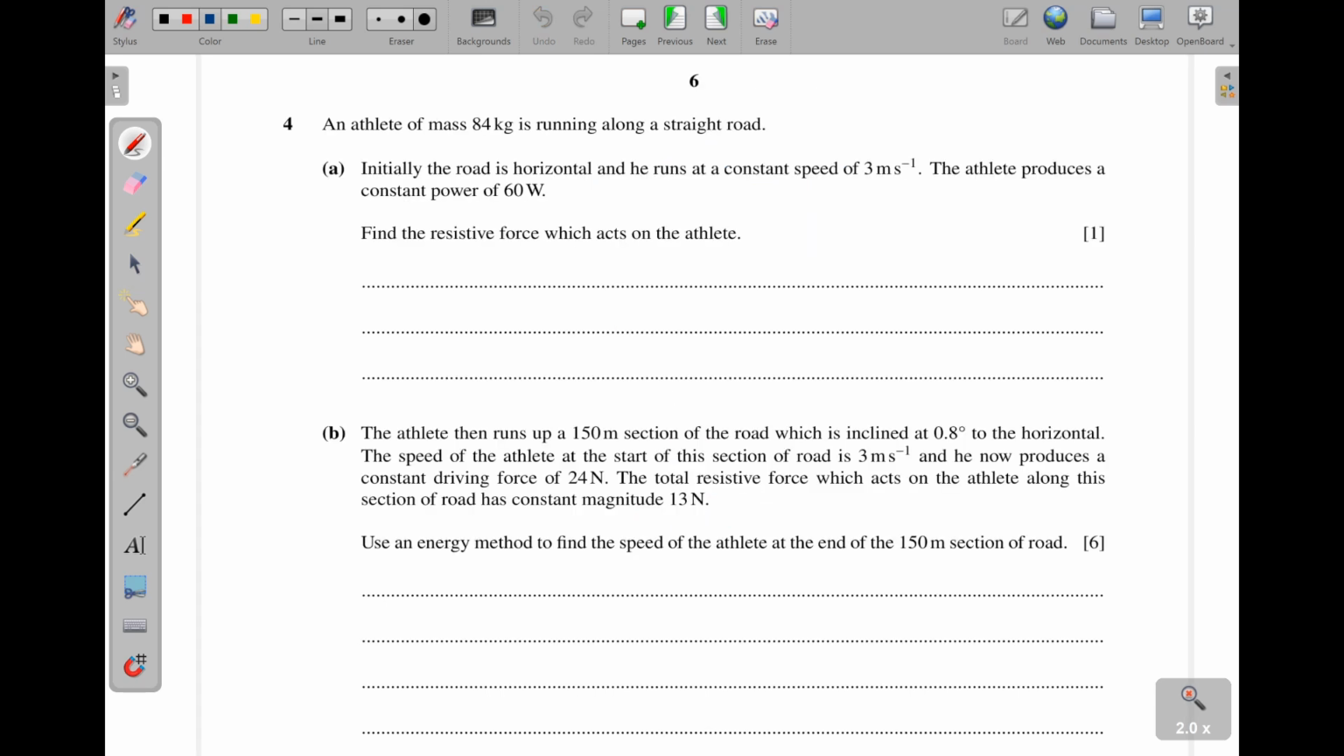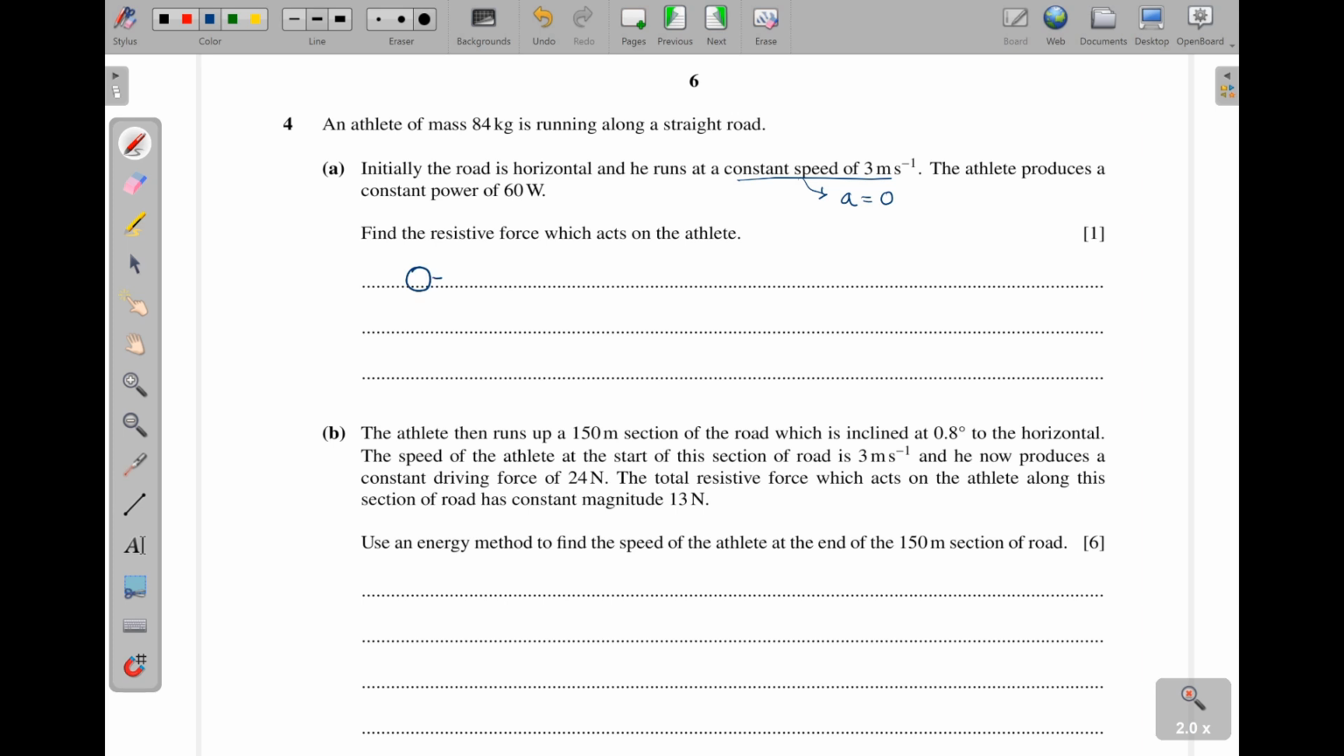An athlete of mass 84 kilograms is running along a straight road. Part A. Initially, the road is horizontal and he runs at a constant speed of 3 meters per second. So for constant speed, you should always know that acceleration is equal to 0. The athlete produces a constant power of 60 watts. Find the resistive force which acts on the athlete.